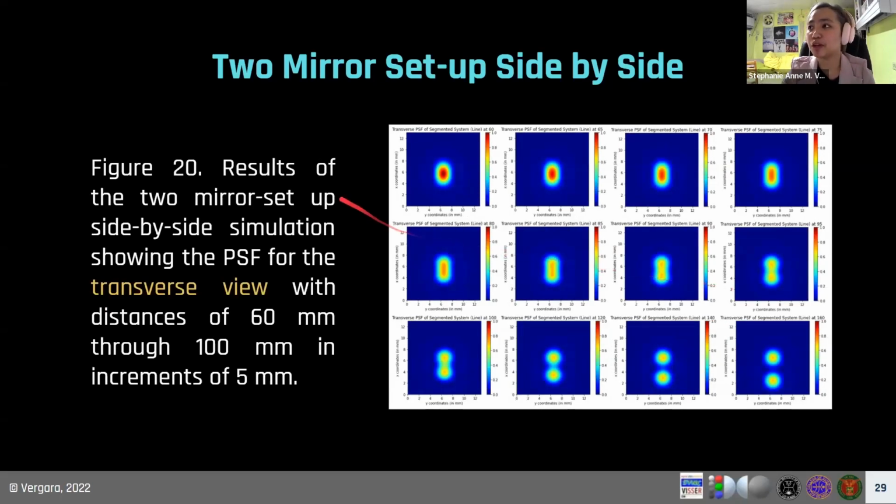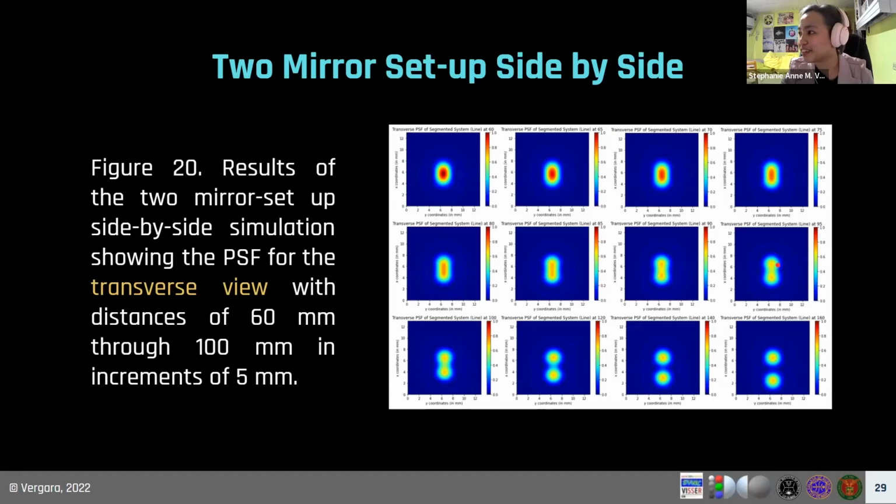Now for the point spread function of the mirrors placed side by side for the transverse view, again, it is apparent that as the distance between the mirrors increases, the foci of the segments also start to diverge, and the intensity of the Airy disk, which is the circle here, decreases. Furthermore, at a distance of 95 millimeters, so here, the two peaks of the two mirrors appear to have diverged completely.